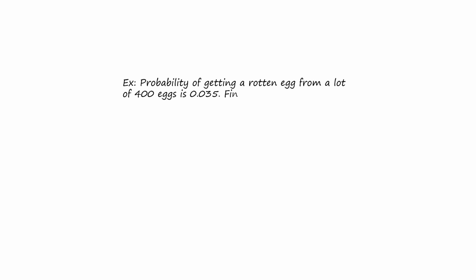Probability of getting a rotten egg from a lot of 400 eggs is 0.035. Find the number of rotten eggs in the lot. So here probability is given, total number of outcomes is given. We have to find out the outcomes favorable to the given event.